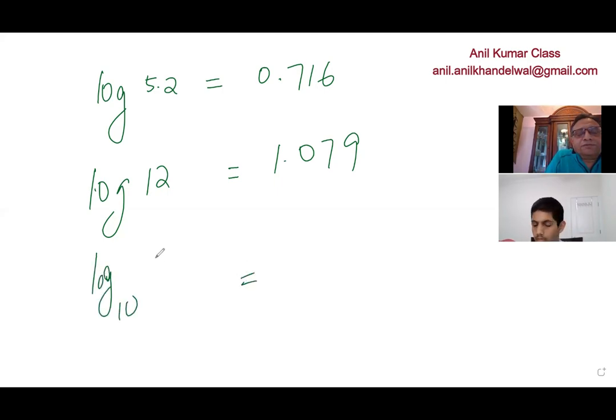Now my question is, log to the base 10 of some number a is negative 0.5. So what is a? So it's a to the power of negative 0.5 because a is the base, right? A is not the base, 10 is the base. Oh, what is a? Okay.